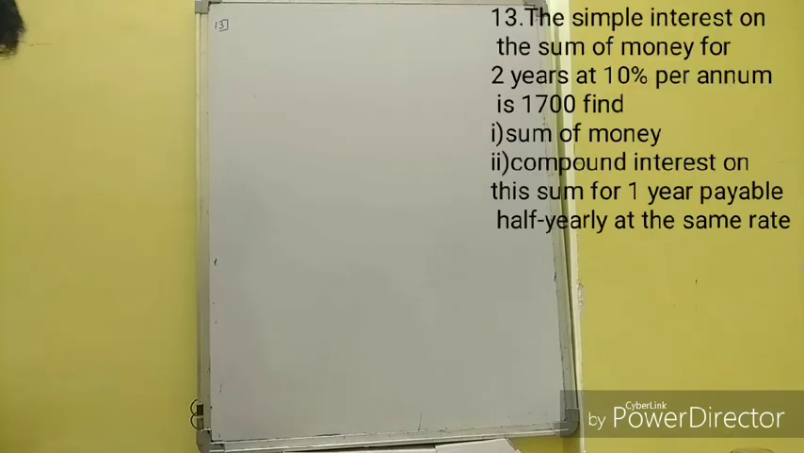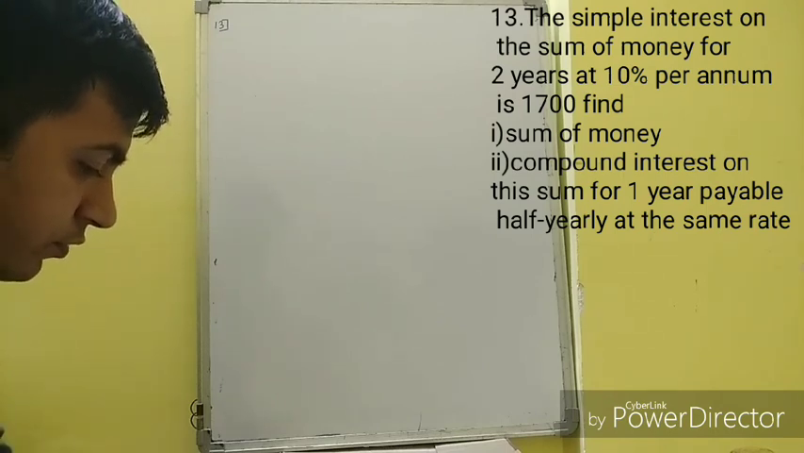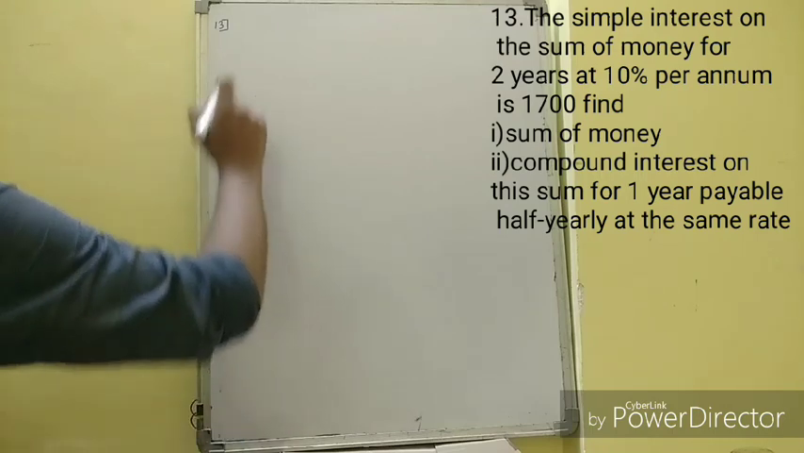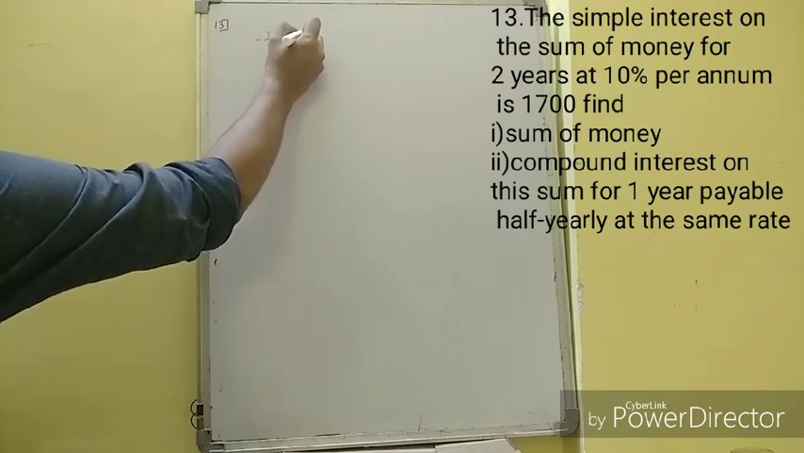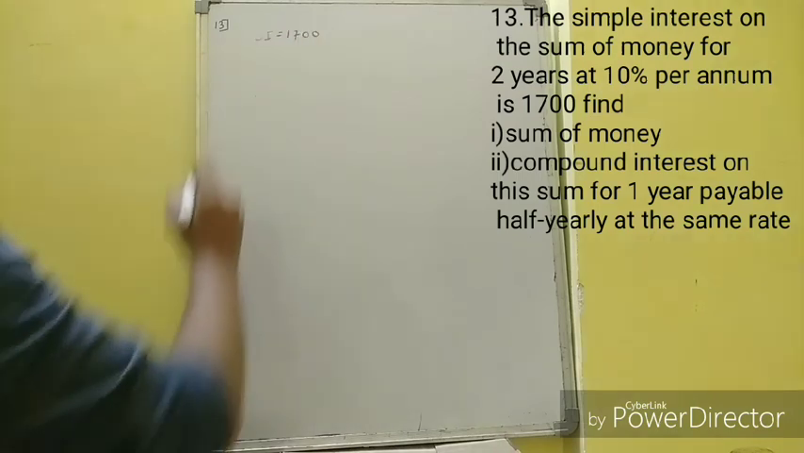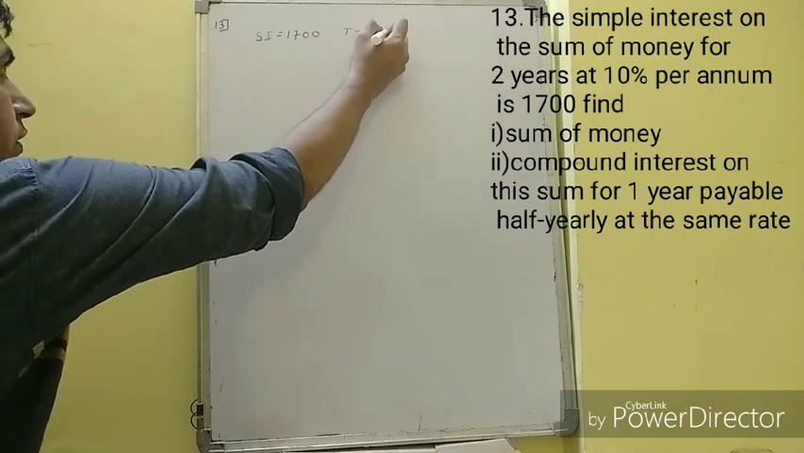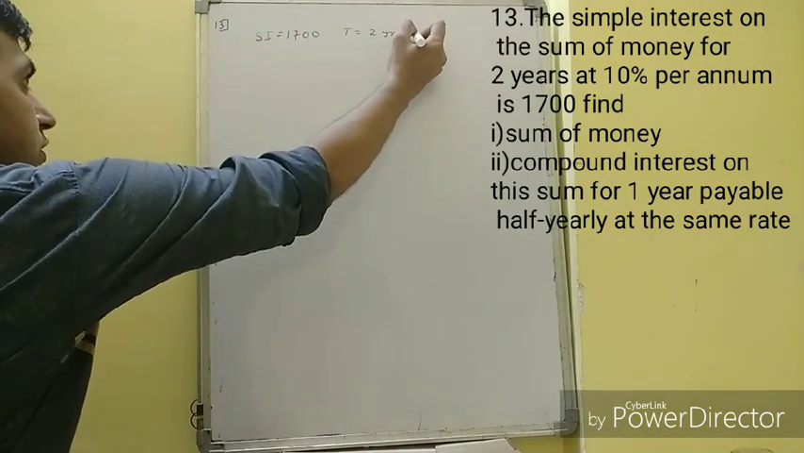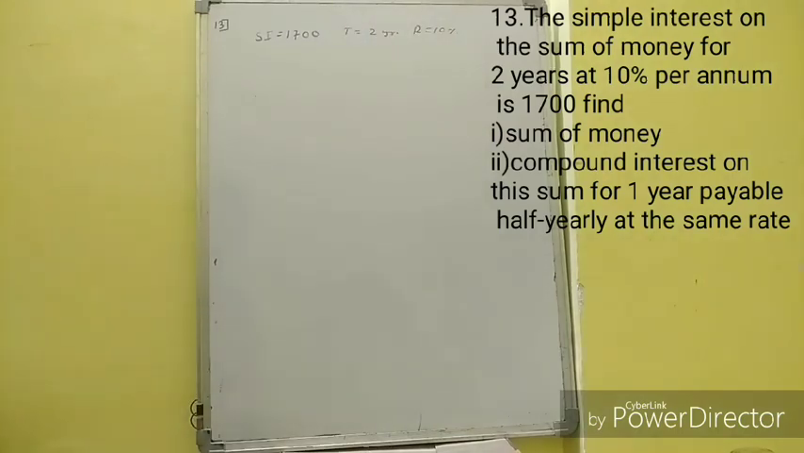Now we will move to the last question of the first exercise. The simple interest on the sum of money for 2 years. Okay, the simple interest for the sum of money on 2 years is 1700. Time is 2 years and the rate of interest is 10%. And the very first question is find the sum of money. So we can easily find out the sum of money.